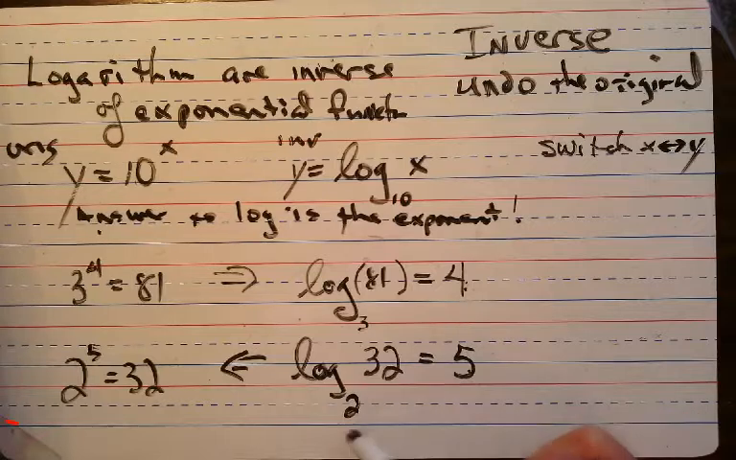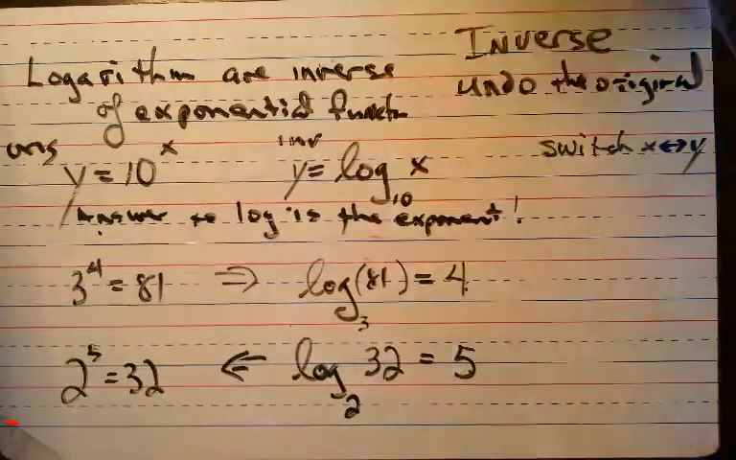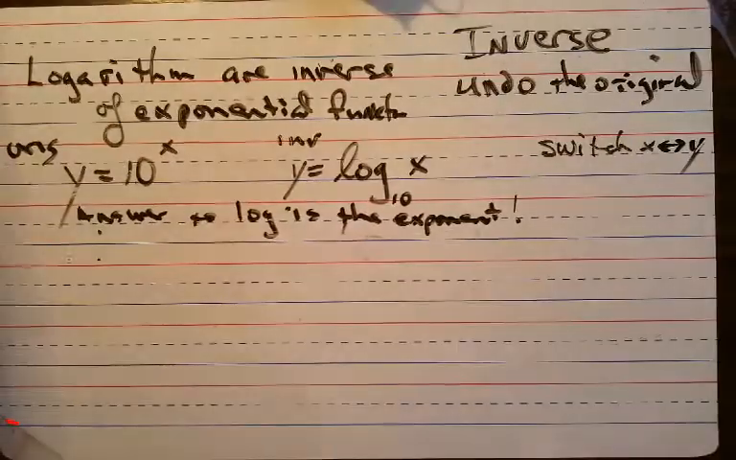See? 2 to the 5 power is 32. So if I give you an exponent, you should be able to write a log. If I give you a log, you should be able to write the exponential. Let's try that.